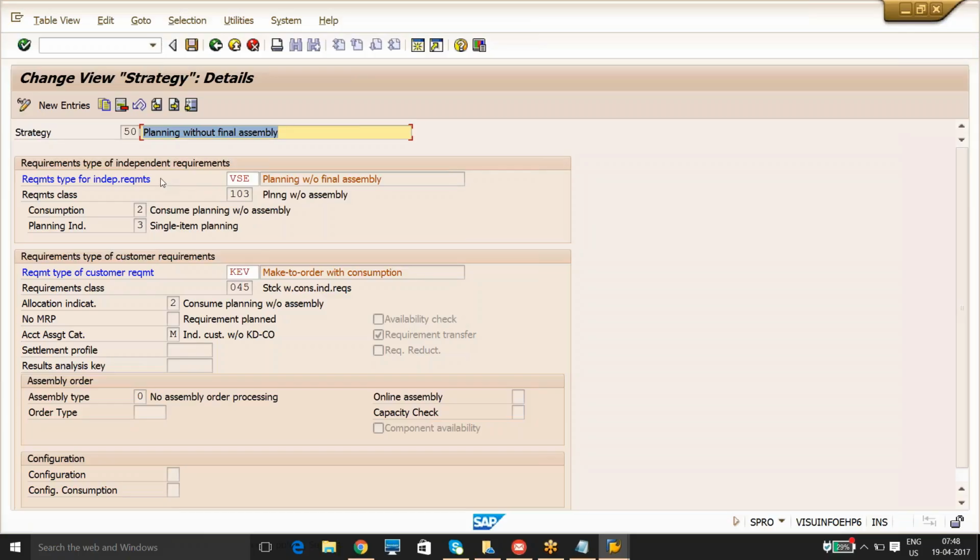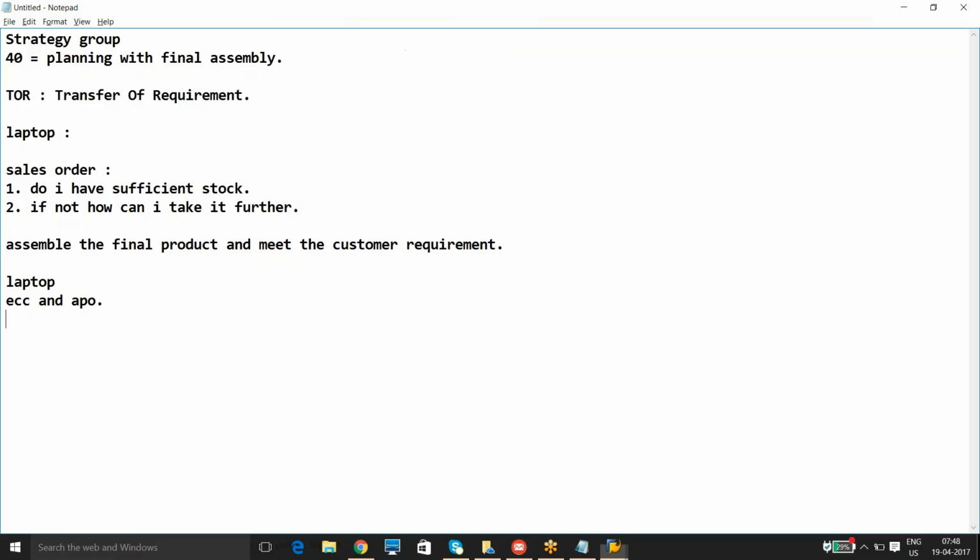Say I maintain this strategy group as 50 for my laptop, okay? But for the rest of the materials I have different strategy groups and they are planned in APO. So this laptop is planned in ECC. Let me know if the point is not clear, because this is really an important topic to be understood. So the laptop is planned in ECC, but the components are planned in APO. So if the component is planned in APO, then the component should have this class, this strategy.